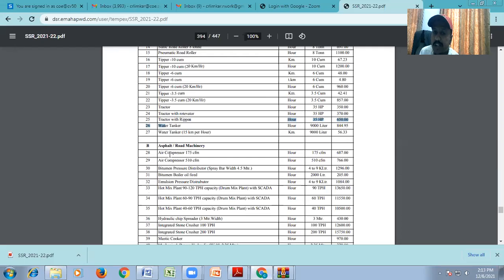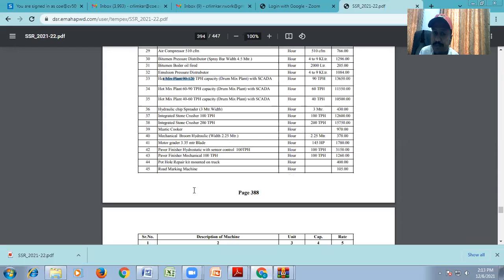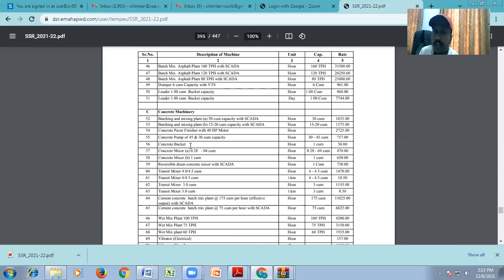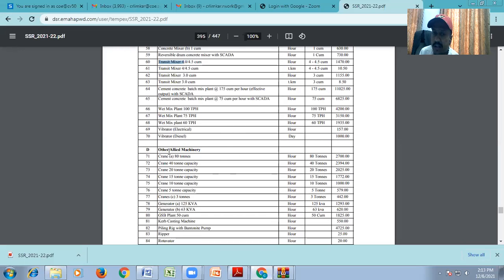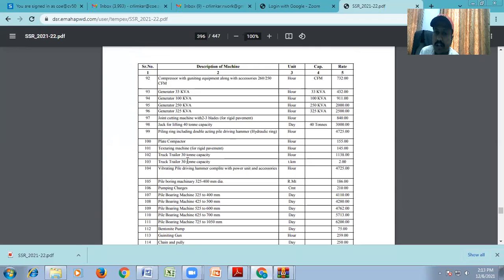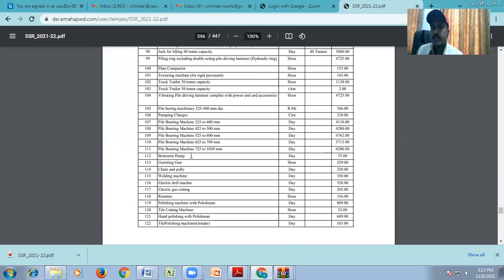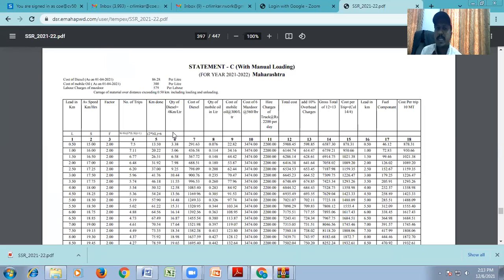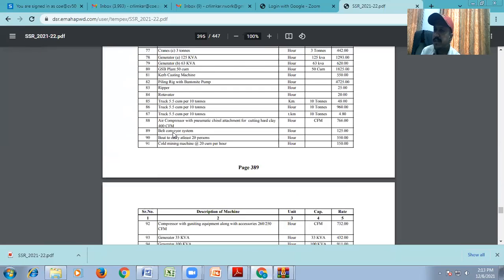Okay, in asphalt and road machinery: air compressor, bitumen pressure distributor, hot mix asphalt drum, motor grader, paver finisher. See, so many equipments, machineries we are using. In concrete there is concrete bucket, concrete pump, concrete finisher, paver finisher, transit mixer. Okay, the rates are given with their respective rates. Crane. Okay, then generators, truck trailer, pile boring machine, all the equipments that we are using. So we are having different rates also.